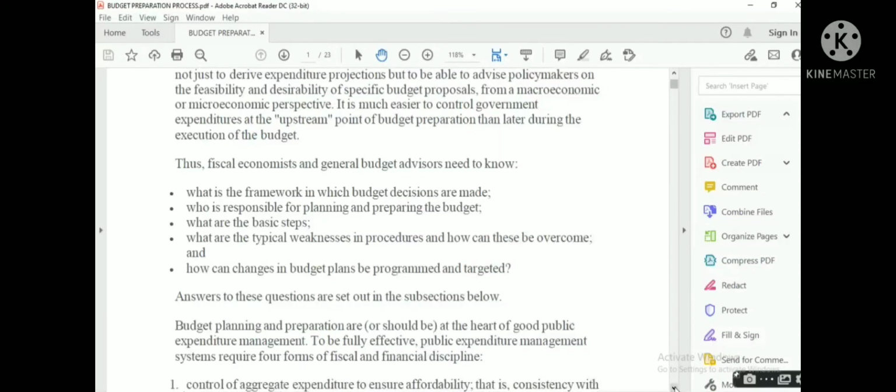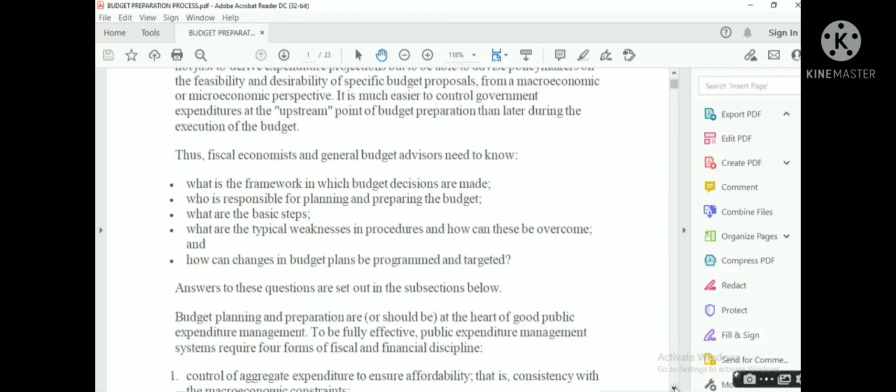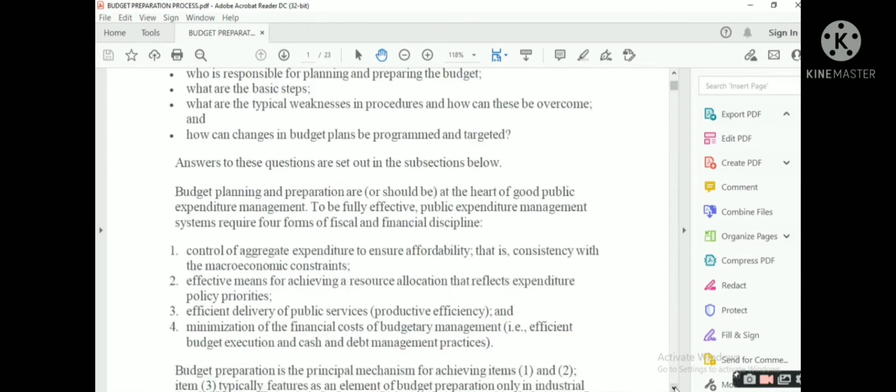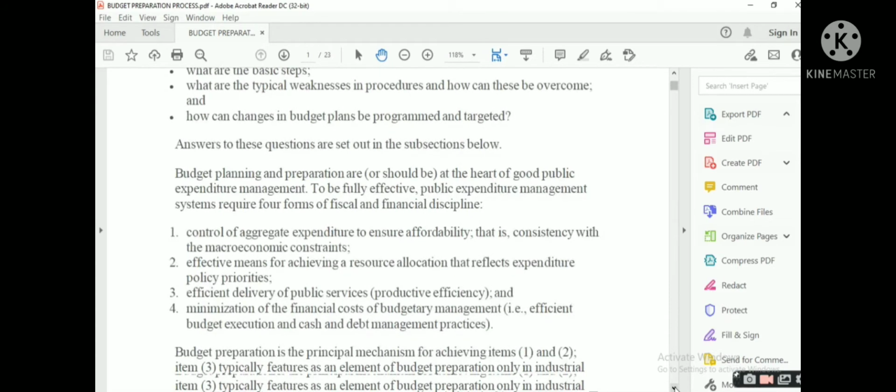Budget preparation process. A full understanding of the budget planning and preparation system is essential, not just to derive expenditure projections but to be able to advise policymakers on the feasibility and desirability of specific budget proposals, from a macroeconomic or microeconomic perspective. It is much easier to control government expenditures at the upstream point of budget preparation than later during the execution of the budget.